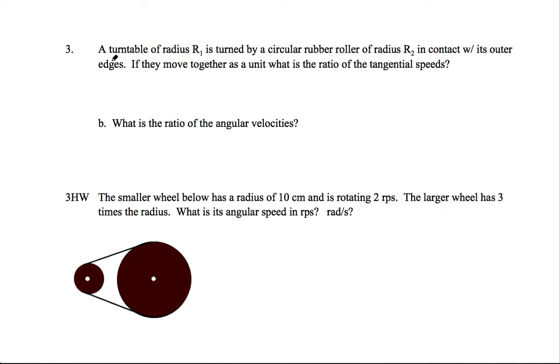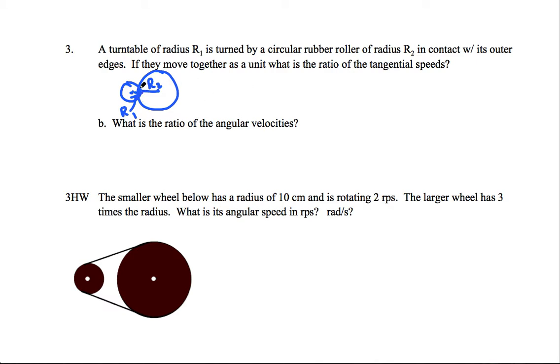So the first question that we're going to address is a turntable of radius R1 is turned by a circular rubber roller of radius R2 in contact with its outer edges. So we have something like this. We have a smaller turntable, and it's in contact with a larger turntable. This is our R2, this is our R1. So that distance right there is R1. And we want to know what is the ratio of their tangential speeds.